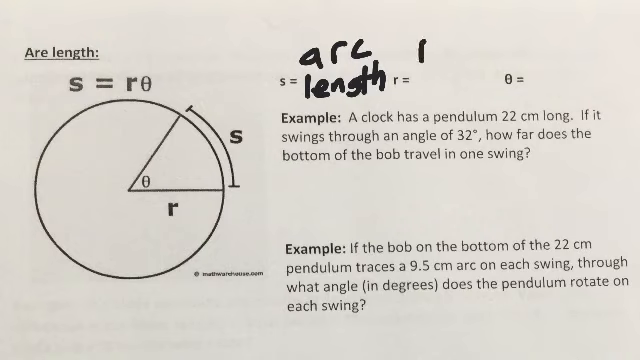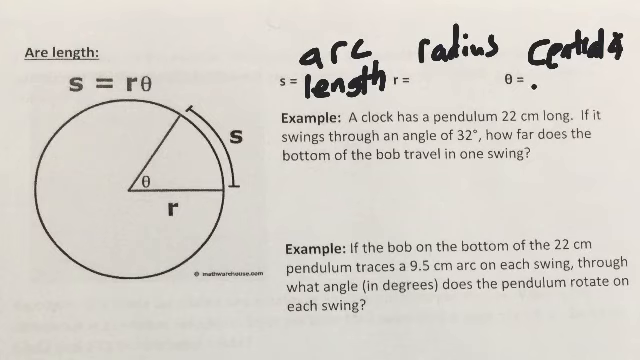R is the radius of the circle. And then theta is the central angle. And now this theta is in radians. So when we plug that in, it's never going to be in degrees. We can't use that formula if it's in degrees because, again, that's a mismatch. We can't multiply a radius by degrees, but we can multiply a radius by radians because radians are unitless.